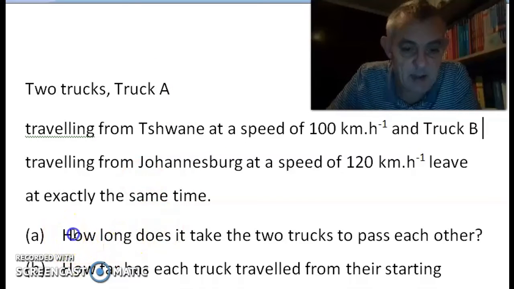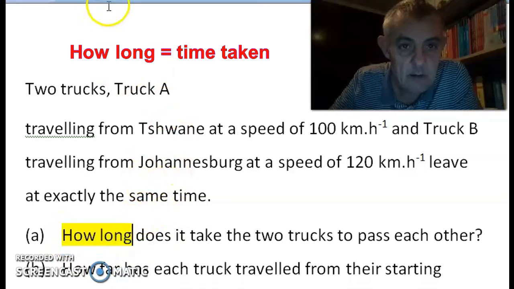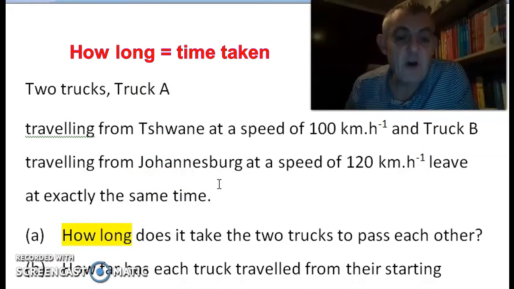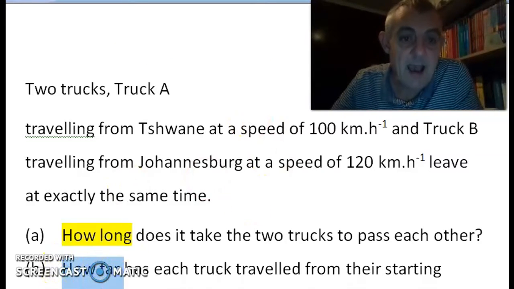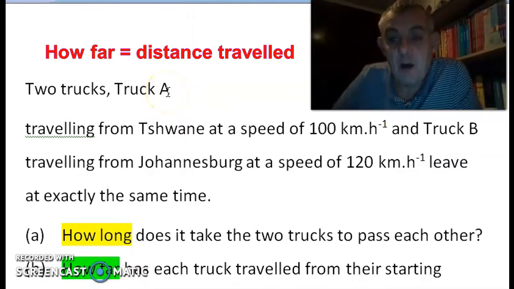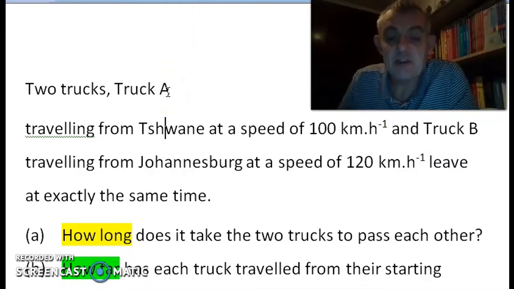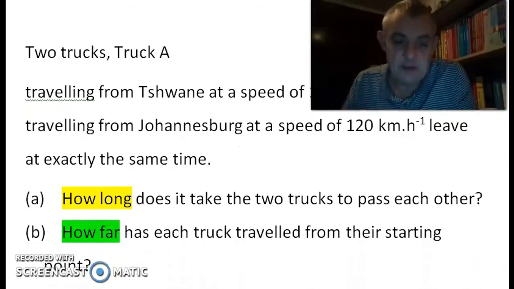So firstly, how long means the time. So if you ask how long, it's the time taken. Part B asks how far. So how far is the distance that each truck has traveled from their starting point. So those are the two parts of the problem.